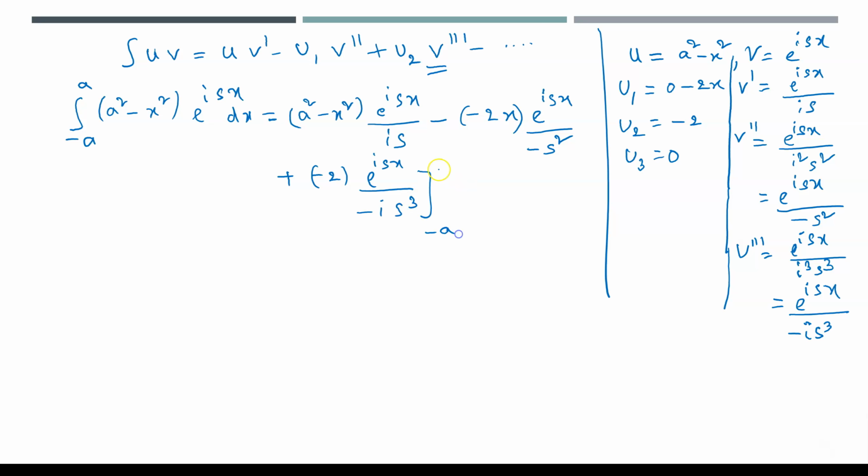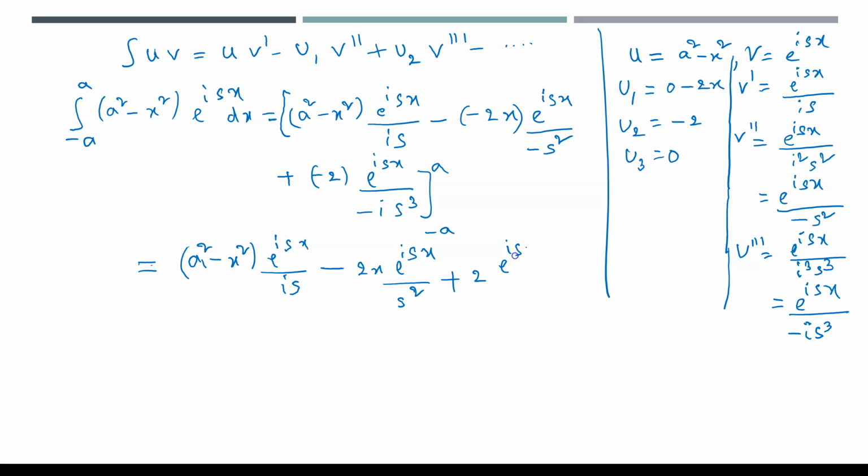This is under the limits minus a to a, because to get the next term we should find the derivative of u2, that is u3. So the next derivative is 0, and we don't get the next term, as that will be 0. Now let us simplify this. a square minus x square into e power i s x upon i s. Here there are three negative signs, so minus 2x into e power i s x upon s square, plus 2 into e power i s x upon i into s cube, under the limits minus a to a.